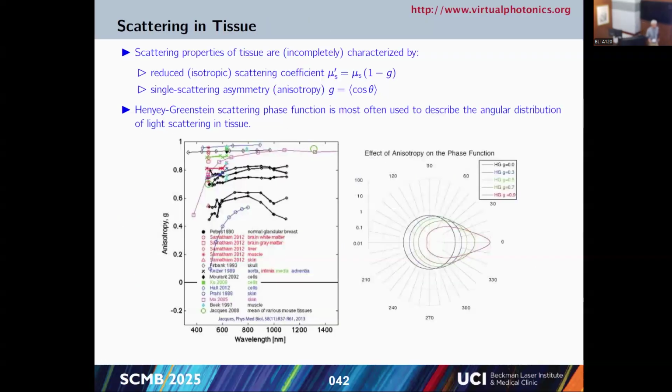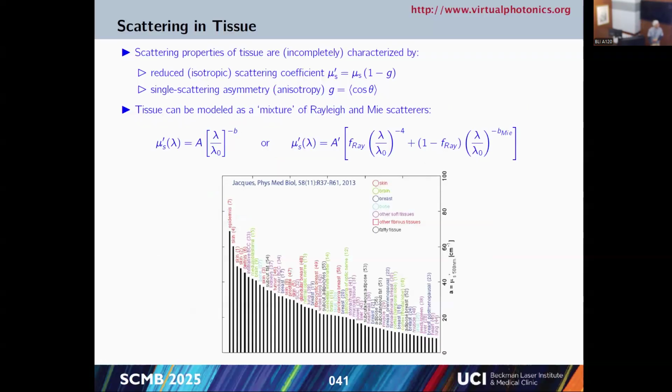Yes, Hector. Back to the last slide. This one? What's lambda zero? Lambda 0 is just a parameterization. You can choose it wherever you want. Basically, it just tells you that at lambda equals lambda 0, the mu-s prime will be A. Okay, so it depends. Exactly, and often you make measurements at multiple wavelengths and you want to fit them to a power law, and so that allows you to anchor it where you want. Often you do it at a midpoint over your spectral range.